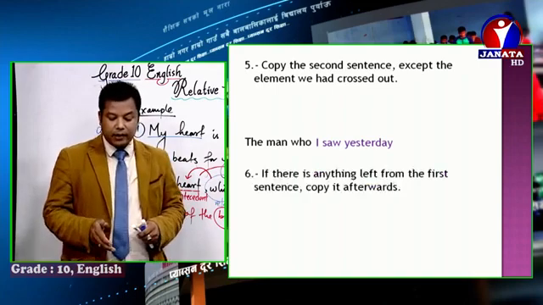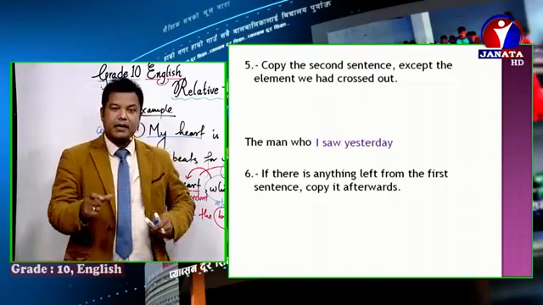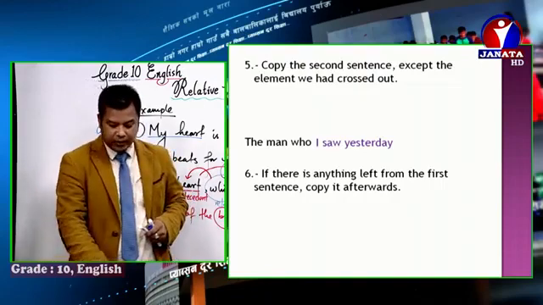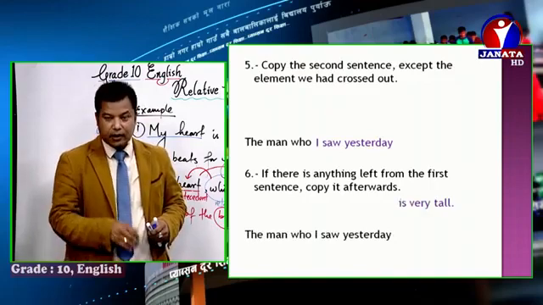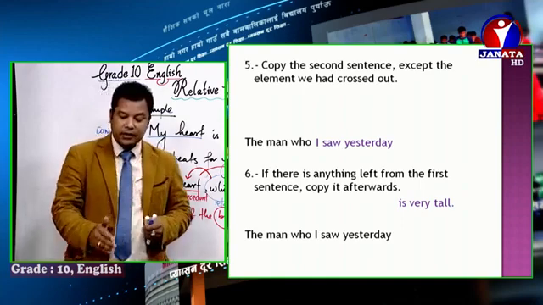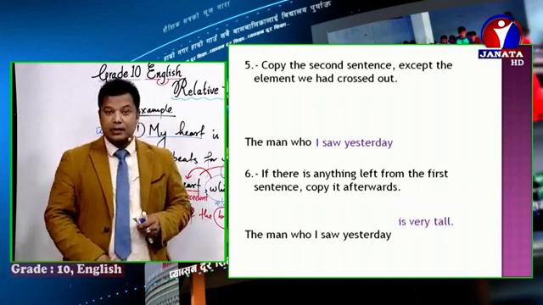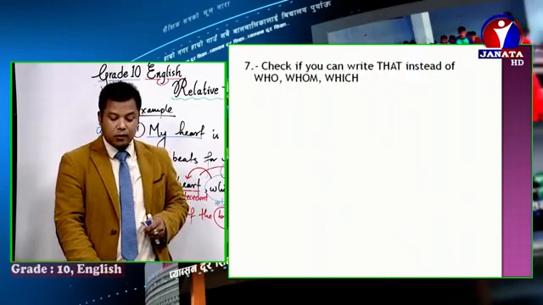Then if there is anything left from the first sentence, copy it afterwards to make it meaningful, and that is what you added there. The man who I saw yesterday is very tall. So you're bringing this predicate from the first sentence, and then our clause example is complete. The man who I saw yesterday is very tall.